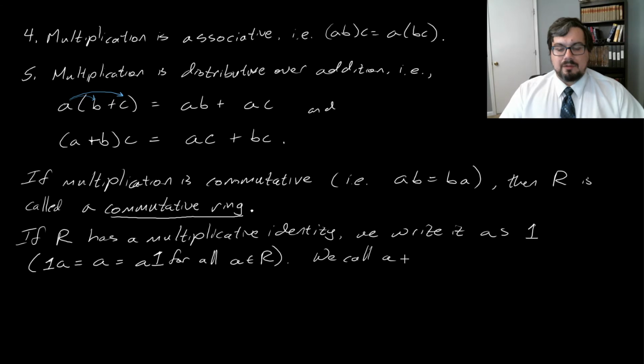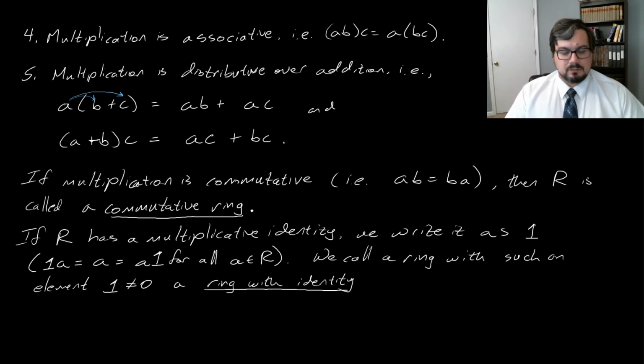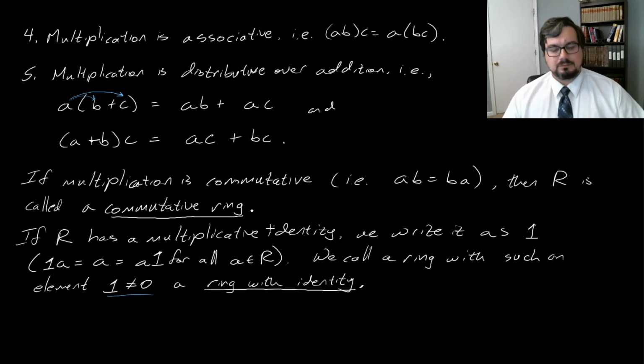We call a ring with such an element 1, as long as it's different from 0, a ring with identity. I'm going to come back and talk about this 1 not equal to 0 business in a moment. This is actually not a great restriction. It just means that we're not looking at some trivial cases, or really one particular trivial case. We will often be working with rings with identity.